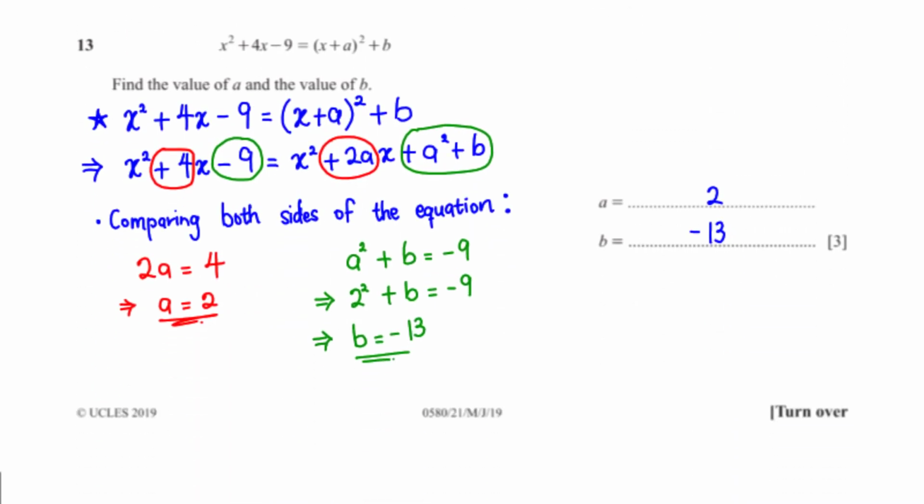x squared plus 4x minus 9 equals (x plus a) all squared plus b. Find the value of a and the value of b. So in the statement, we are being told that x squared plus 4x minus 9 is equal to (x plus a) all squared plus b. So in order to find a and b, we can either rewrite x squared plus 4x minus 9 in the form (x plus a) squared plus b so that we can compare and find the values of a and b.